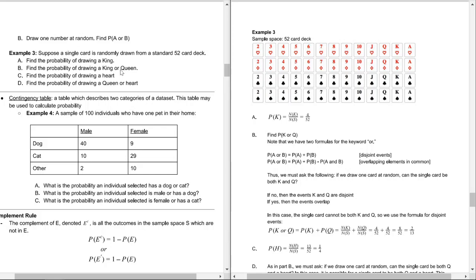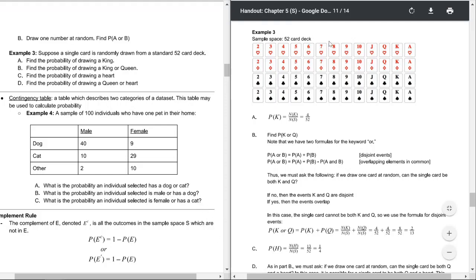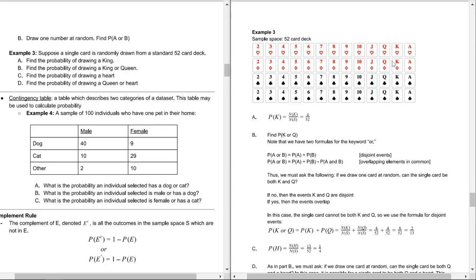Okay, so when you draw a single card, is it possible for that single card to be both events? Imagine you draw one card at random, you take a look at that card, and you ask yourself, is it possible for this single card in my hand to be both king and queen? And the answer is no. There is no overlap between the 2 events. That single card cannot be both, okay? So these events are separate, disjoint.